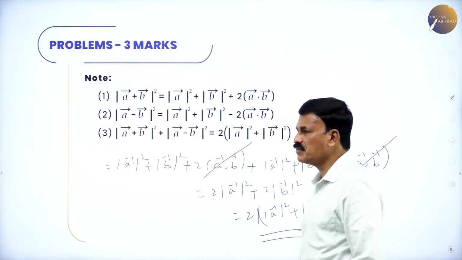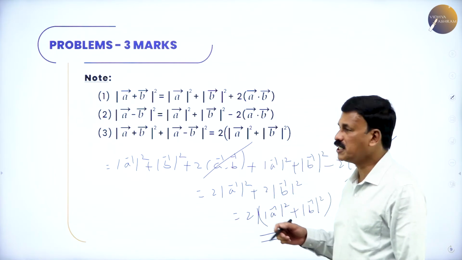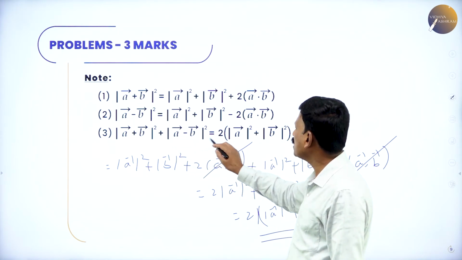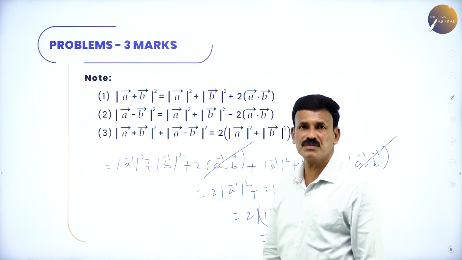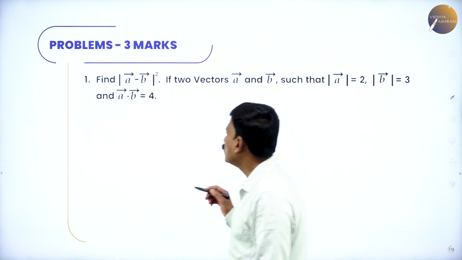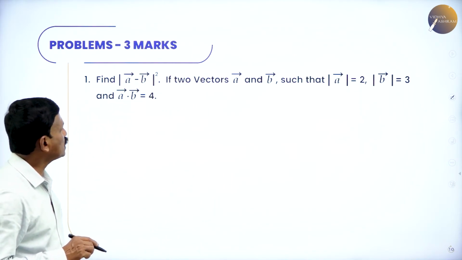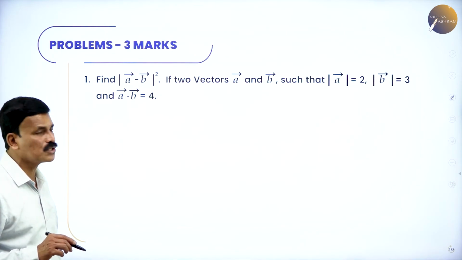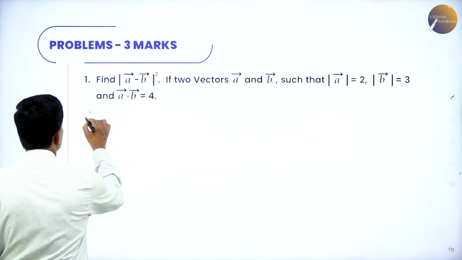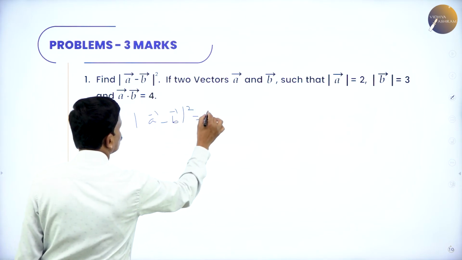So these are the very important formulas which we are going to use to solve the problems. Okay, length of a + b whole squared, length of a − b whole squared, and |a + b| squared plus |a − b| squared is also equal to 2 times (length of a squared plus length of b squared). So let us take problems based on this concept. Now find length of a − b whole squared if two vectors a and b are such that length of a is equal to 2, length of b is equal to 3, and a · b is equal to 4. Okay, this is to be determined.